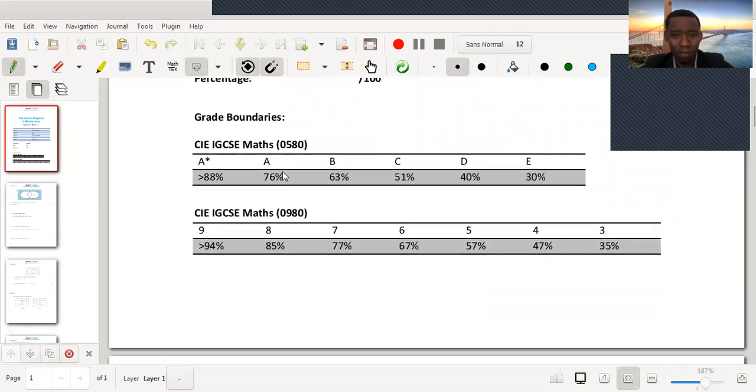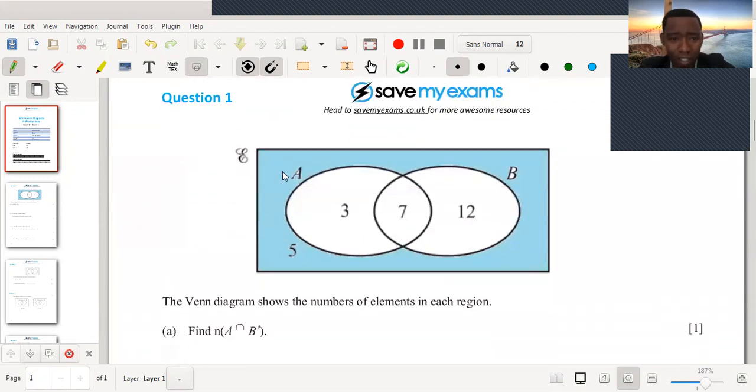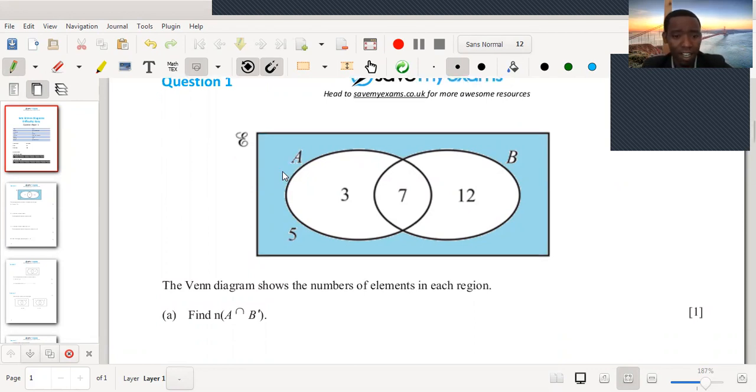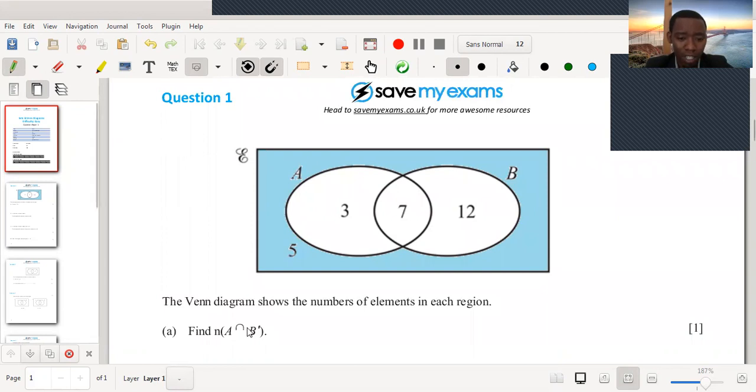We have here the first question. It says we have set A and set B, and also we have the universal set, the set containing A and B, and there are also 5 outside elements. The question says the Venn diagram shows the numbers of elements in each region. Find the number of elements in A intersection B complement.